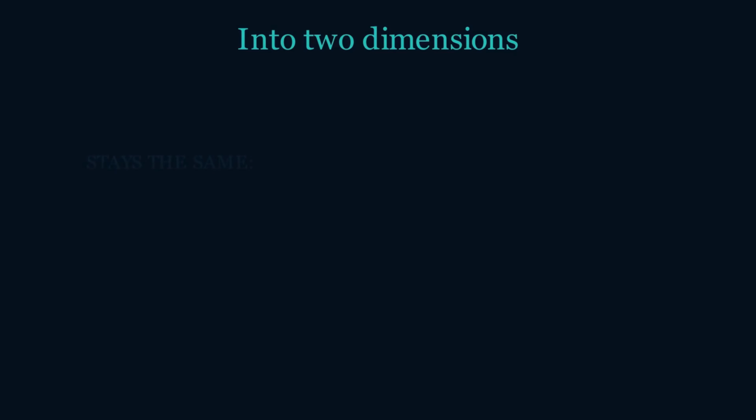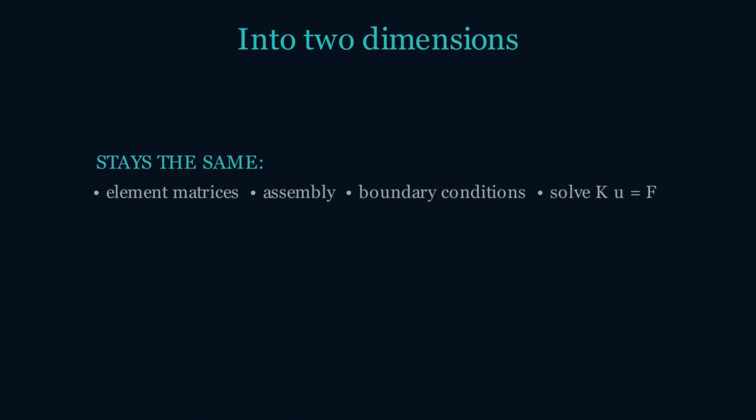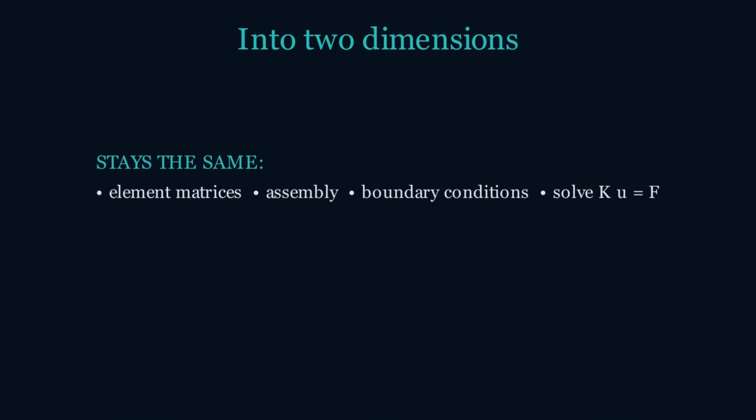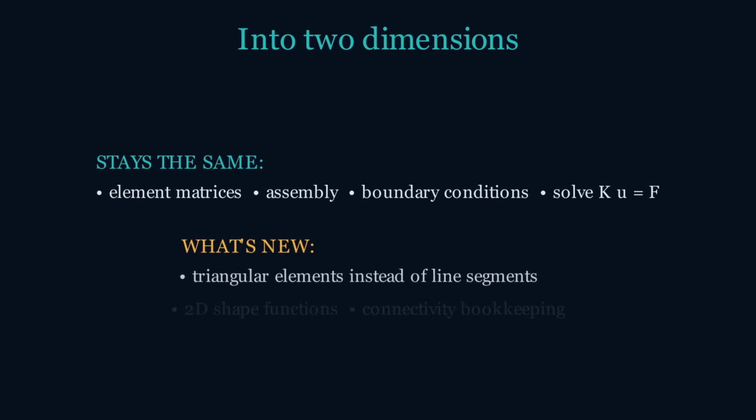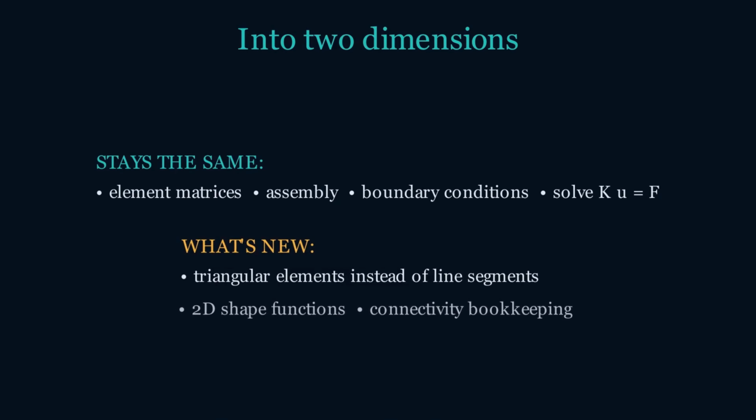Here's the reassuring part. The method itself doesn't change. Element matrices, assembly, boundary conditions, solving KU equals F, all exactly as before. What's new is just three things: the elements become triangles, the shape functions become two-dimensional, and we need a little more bookkeeping to track which node is which. That's the whole leap. Let's start by chopping your real shape into triangles.